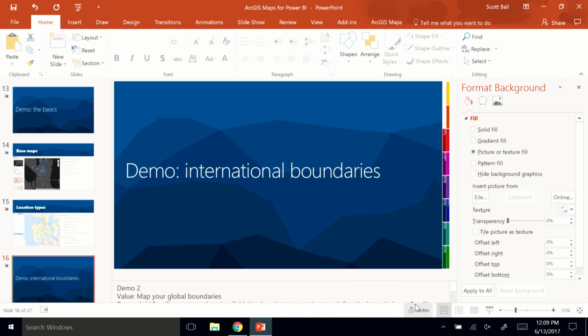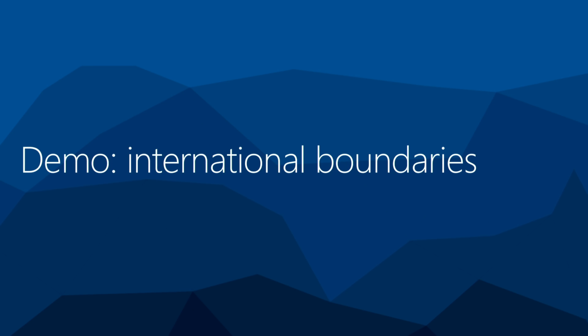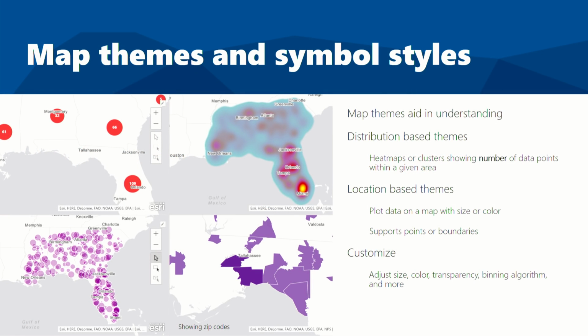So let's get back into our presentation and move forward and talk about some more things in Maps for Power BI. So two more tools that I want to talk about. I want to bundle them together because they are really working together within Maps for Power BI: the Map Themes tool and the Symbol Styles tool.